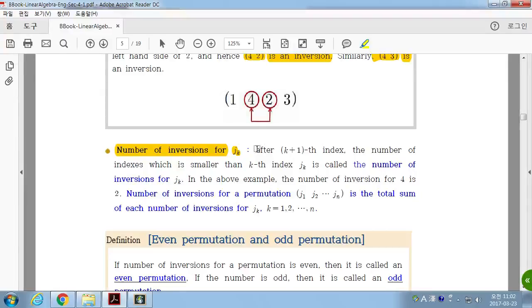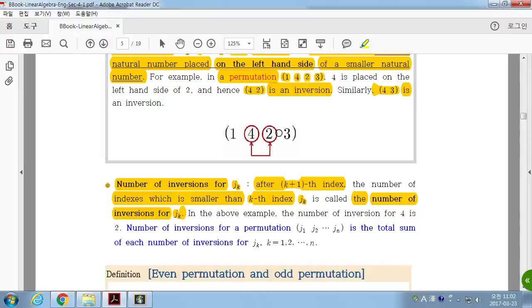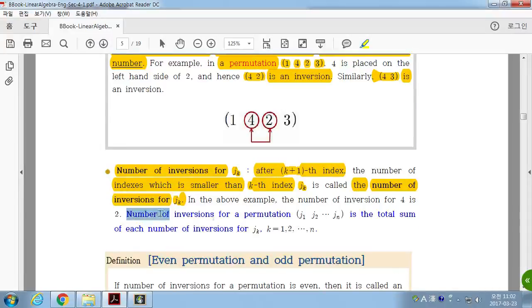Okay, that is, after the k plus 1th index, the number of indexes which is smaller than k's index jk is called the number of inversions for jk. So in this case, 4 has 2 inversions. So the number of inversions for the whole permutation is the total of each number of inversions from J1 to Jn.